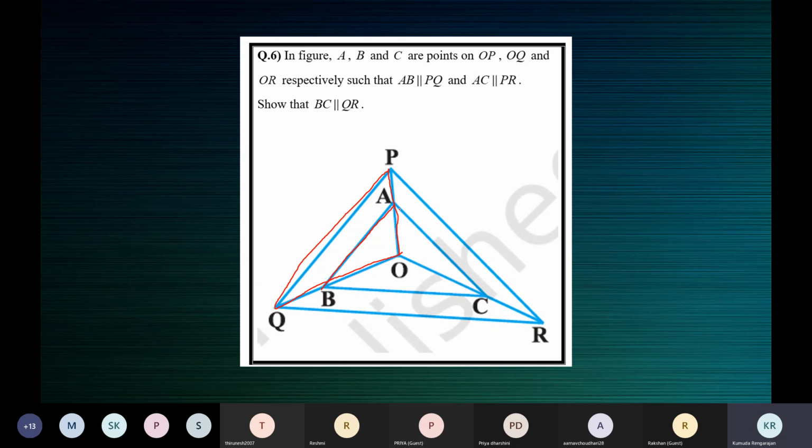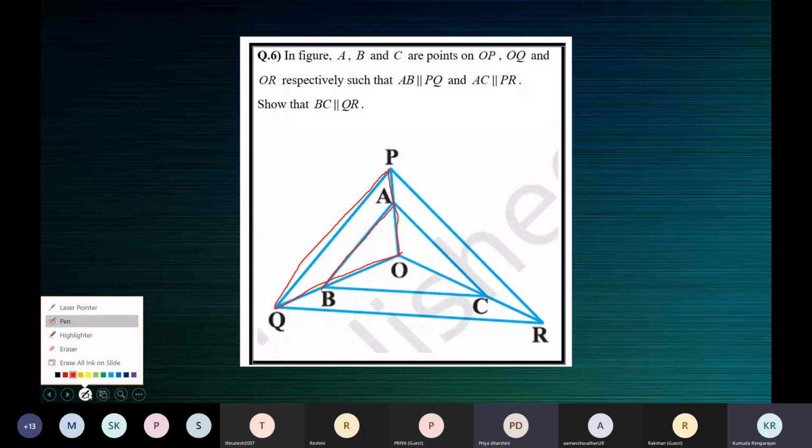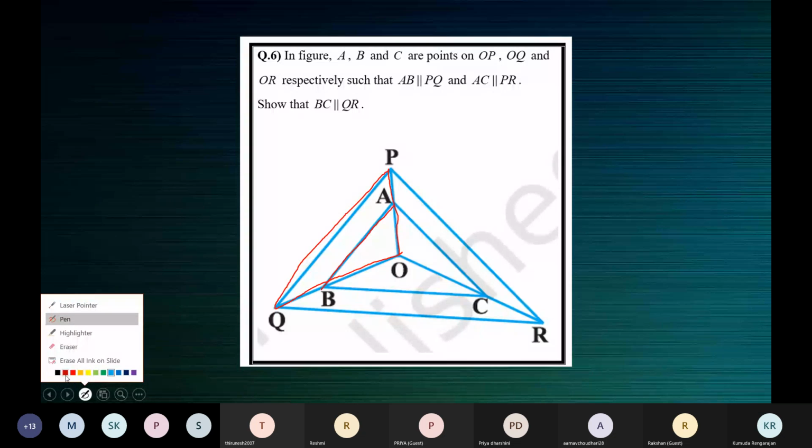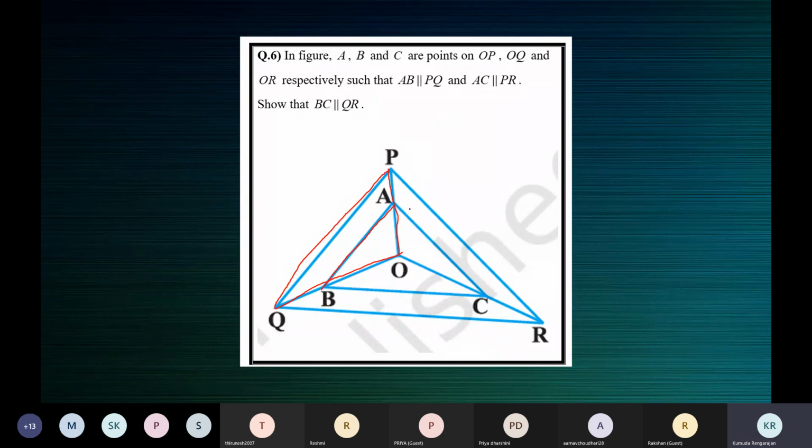No, once again. PA by AO is equal to QB by BO. Yeah, right. Or you can say OA by AP is equal to OB by BQ. Now in the other triangle, OA by OA is C by CR, ma'am. The other triangle is this one, right?